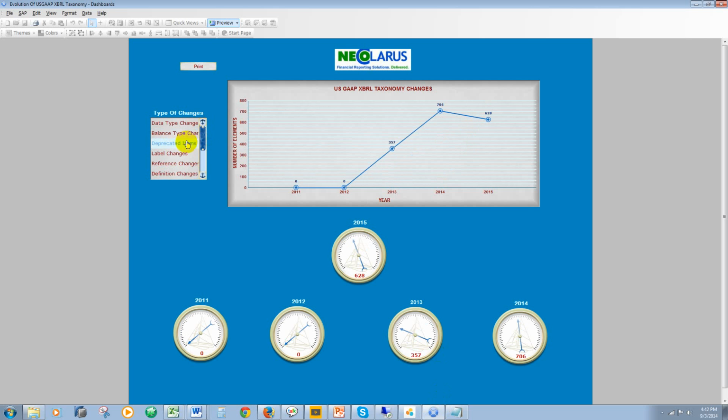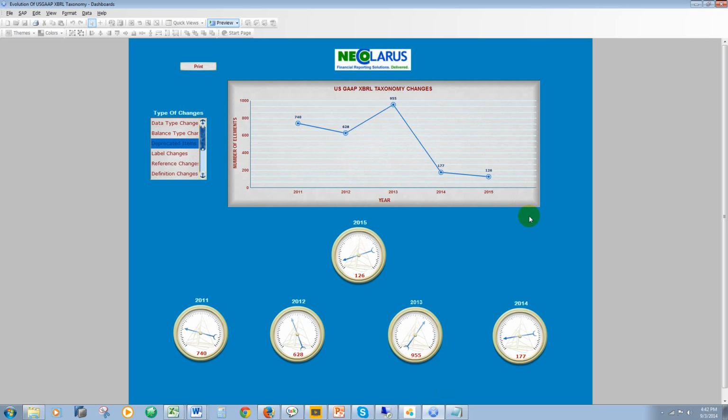So we are seeing the changes over here. For the 2015 release of the US GAAP taxonomy, we see that the deprecated items are 126 in number, as we see on this SAP Business Objects dashboard, and it actually was 955 in 2013, and then it went down to 177 in 2014, and then finally in 2015 it's only 126.